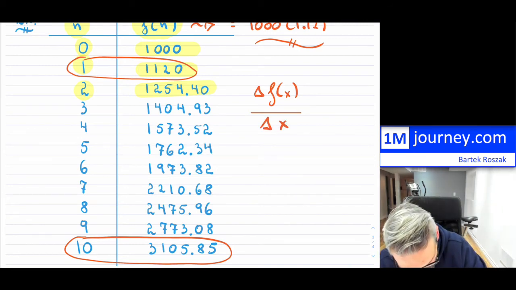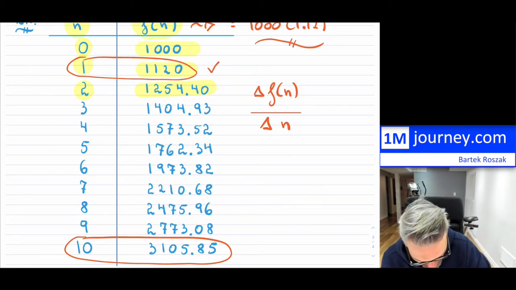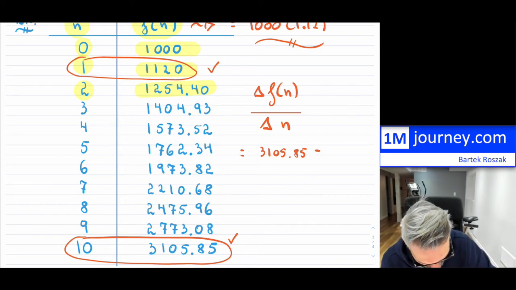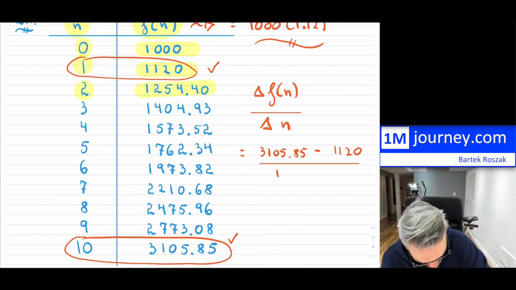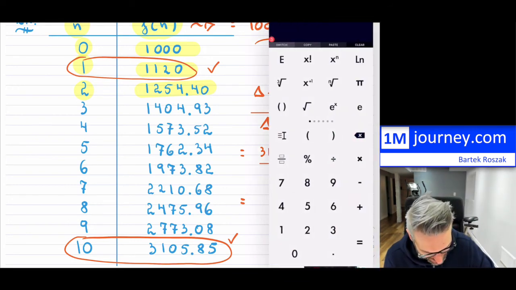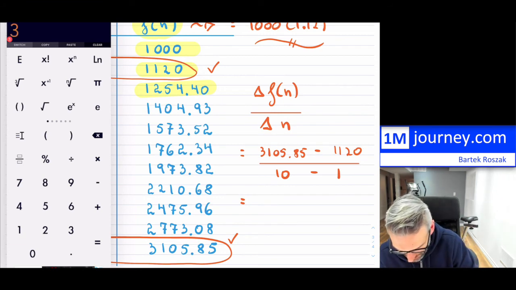Now, what that means is here, our x is actually n. So this is what we have. And we can try now to figure it out from these 2 points. So now my change, I'm going to take my second point right here. So this would have been 3105.85 minus the 1120 divided by, and this would have been 10 minus 1. And now I can go ahead and compute it and then see what that secant line and what that rate of change would be.